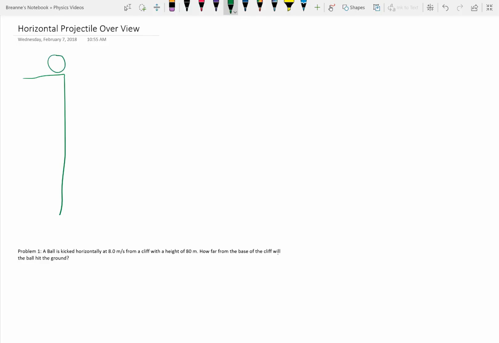So let's say we have a ball here, a table. And for some reason the ball rolls off the table. So at the very beginning, it's going in the horizontal. Then it starts making the normal parabola. So in horizontal projectiles, we only look at half the parabola.